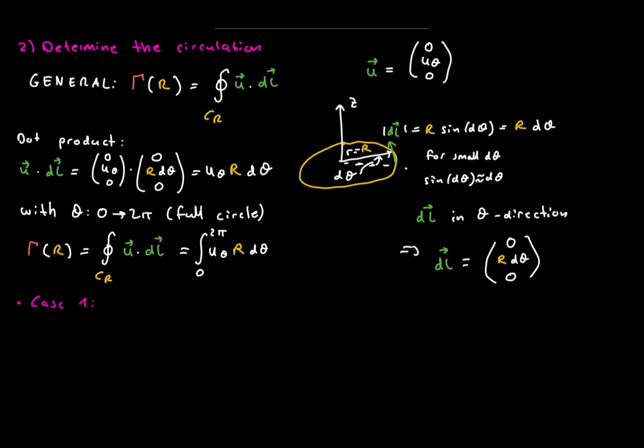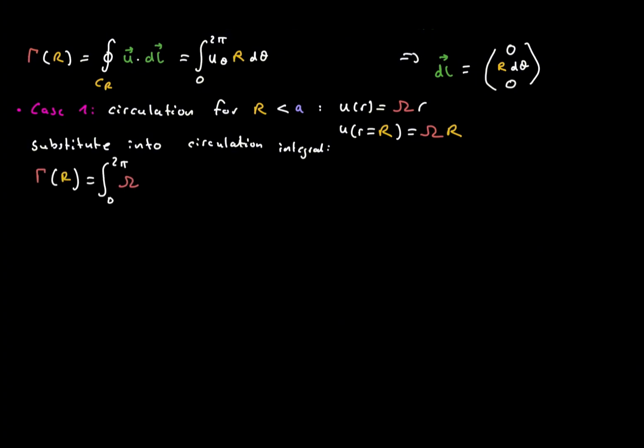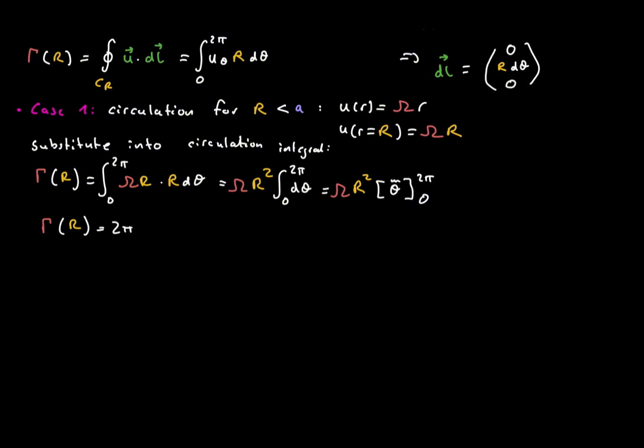We first consider the case where r is smaller than the core radius a. In this case, the tangential velocity at radius r is omega times r. Substituting into the integral gives gamma of r equals the integral from 0 to 2 pi of omega r squared d theta. Performing the integration gives gamma equals 2 pi omega r squared.